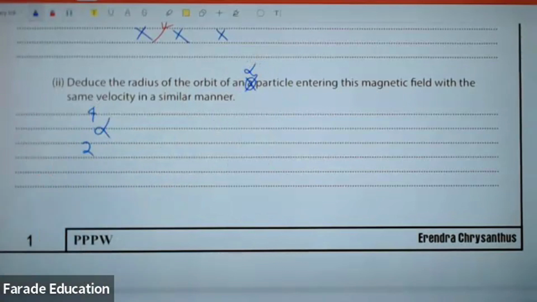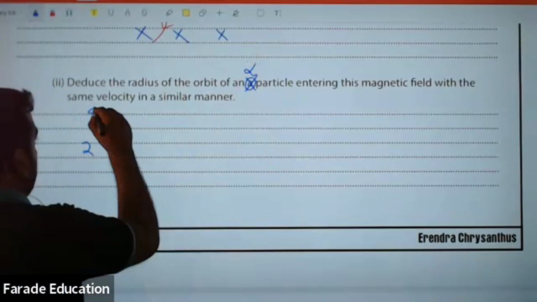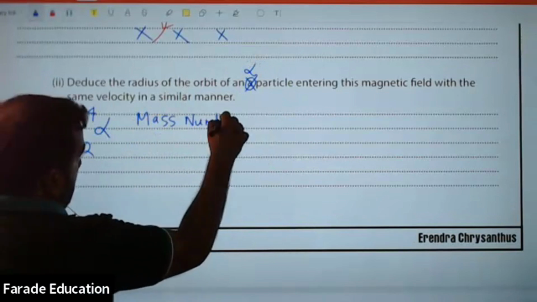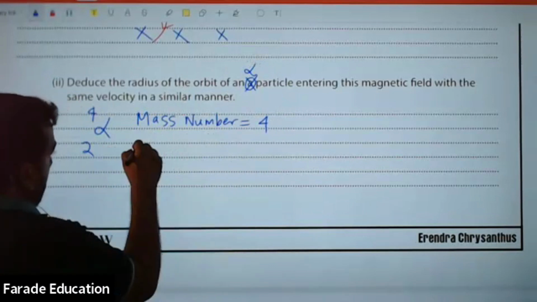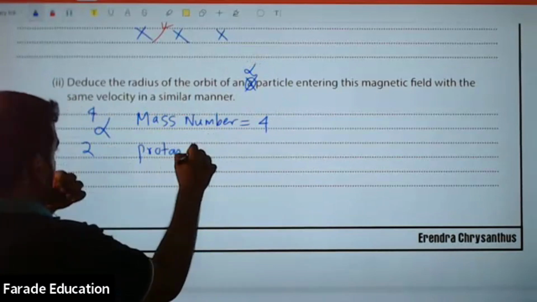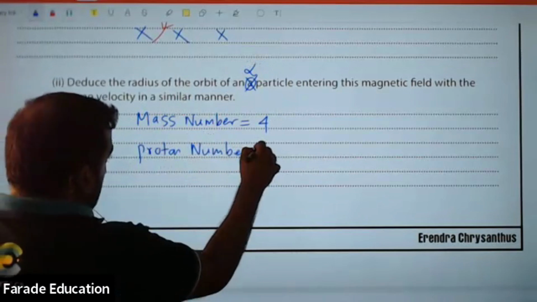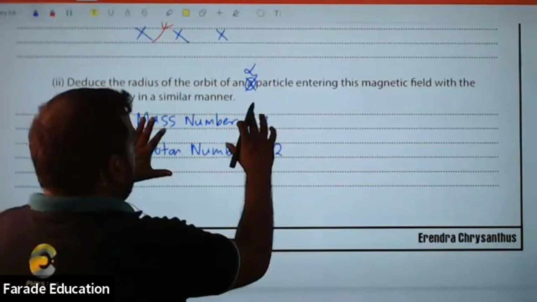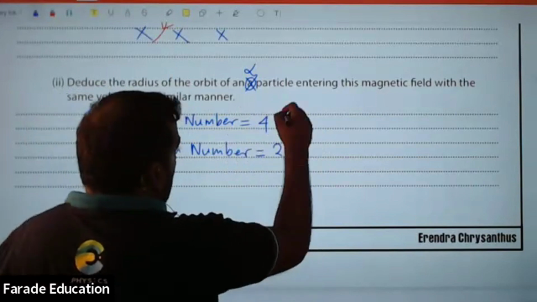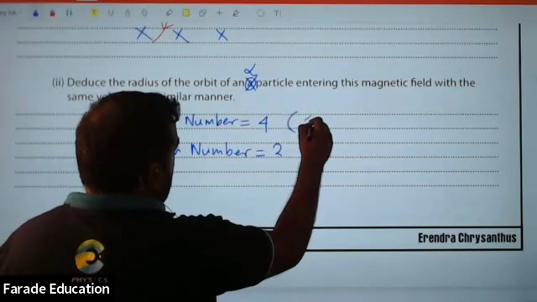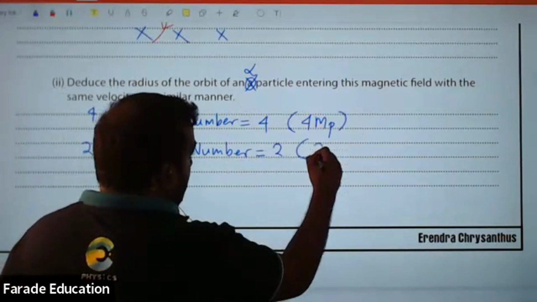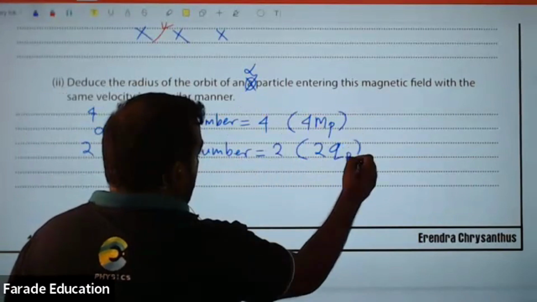An alpha particle is 4-2. Mass number is 4. Proton number is 2. What does that mean? That means the mass of an alpha particle is 4 times the mass of a proton, and the charge of an alpha particle is 2 times the charge of a proton.